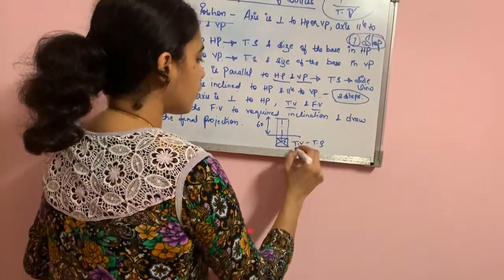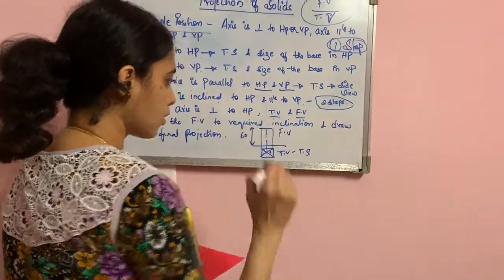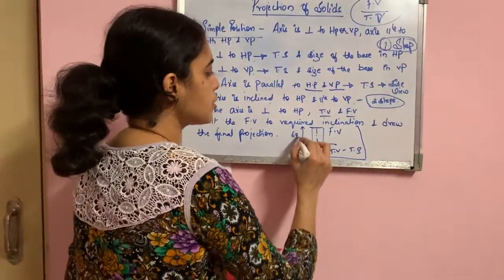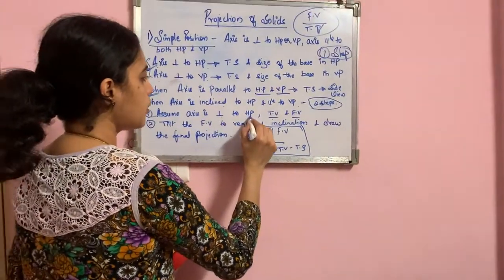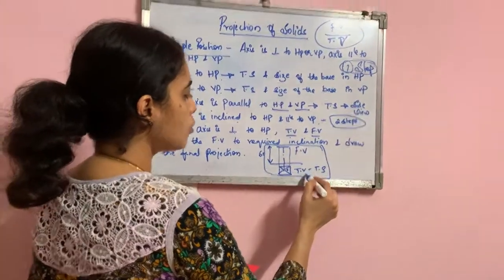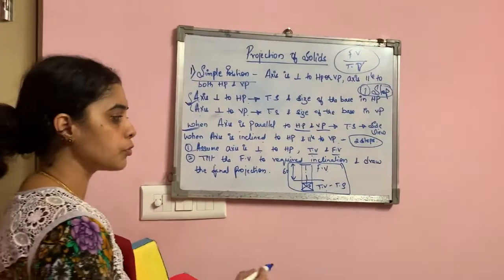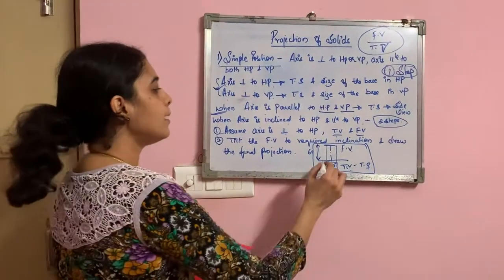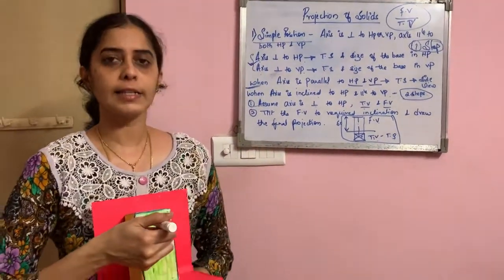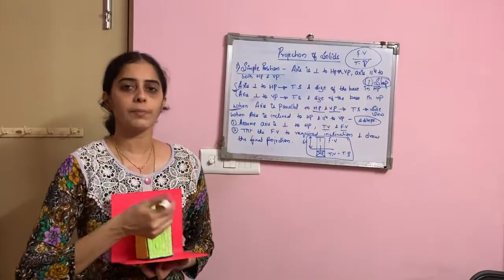So you will get our front view. Okay, so this is the first stage that we assume: assume the axis is perpendicular to HP. Then you will trace out the top view and the front view. Here the top view will provide the true shape of the base, and the front view will be a rectangular surface when you view from the front.